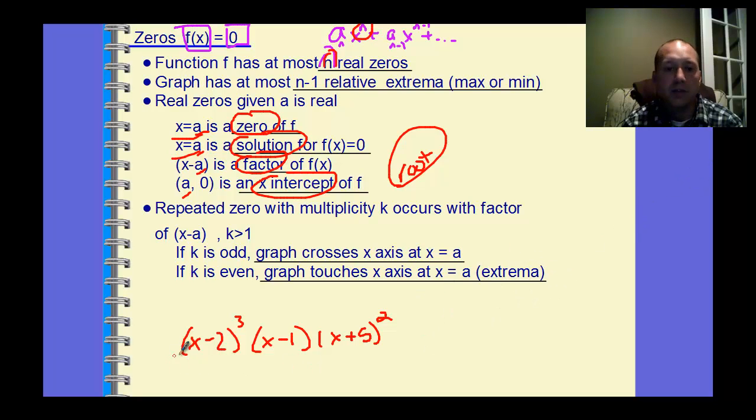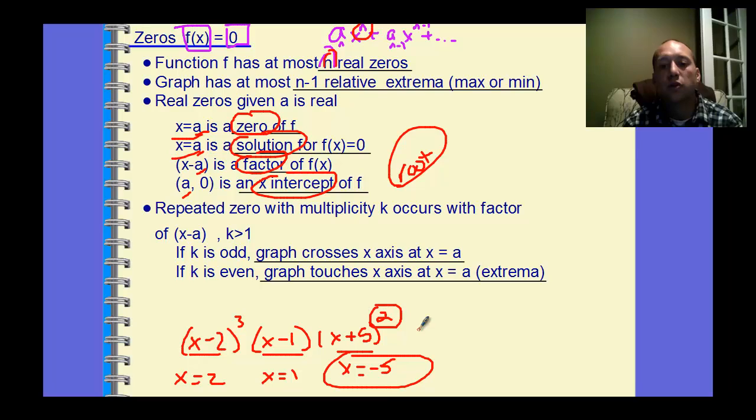So for the example down here, where I have my solutions, I set each of these quantities equal to 0. I find x is 2, x is 1, and x is negative 5. I know that this one's really a special one because the even exponent tells me that this is a double root, which means that this is going to be a turning point.